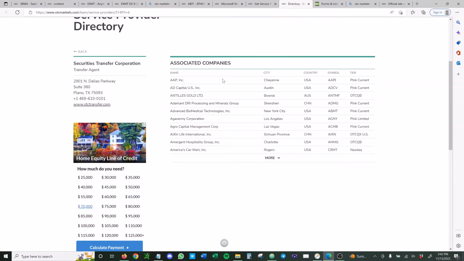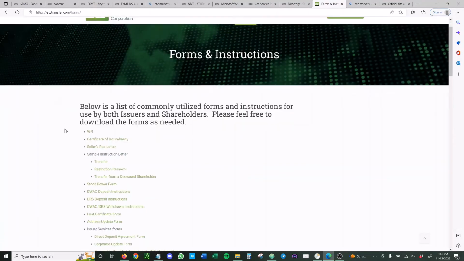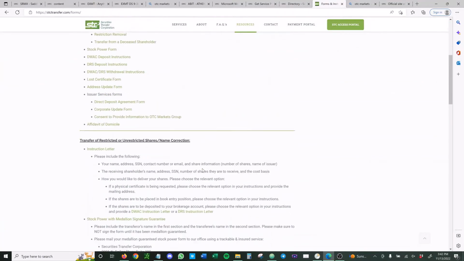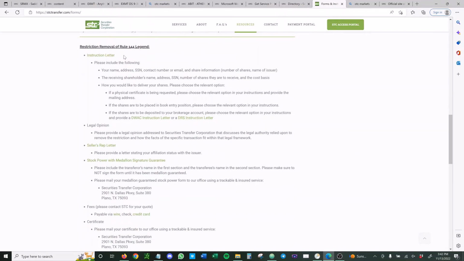So, I already clicked on one of these, Securities Transfer Corporation, you'll see them pop up a lot. But here's all the stuff for getting a legend removed for Rule 144. It's a lot of stuff. Instruction letter, legal opinion, a rep letter, stock power with medallion signature guarantee.